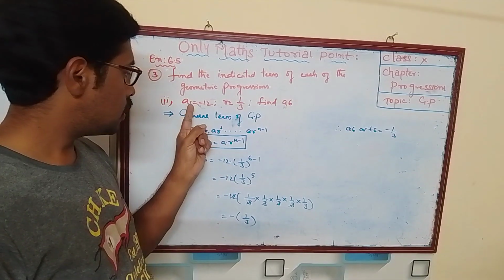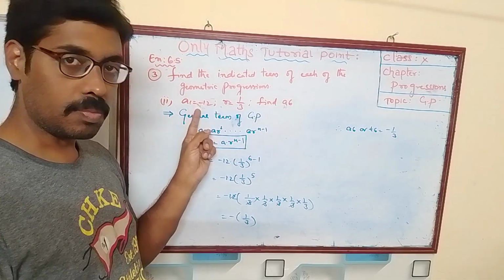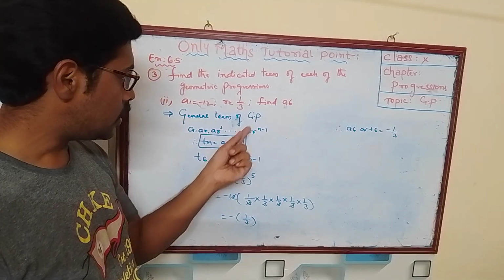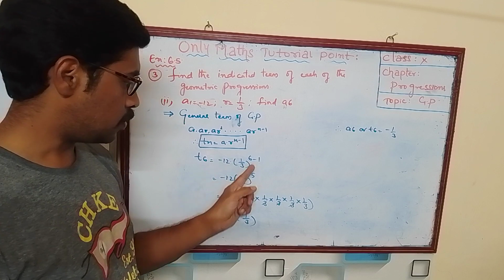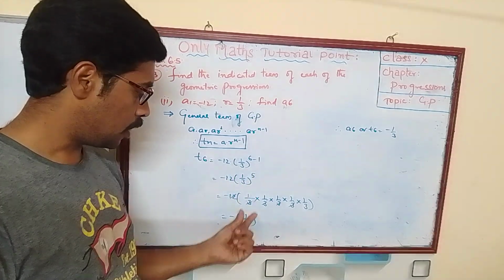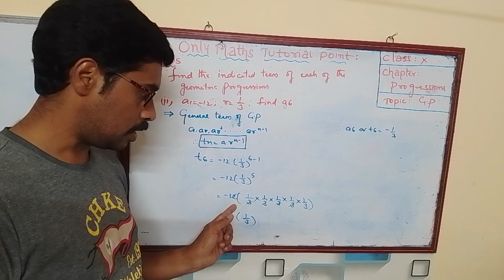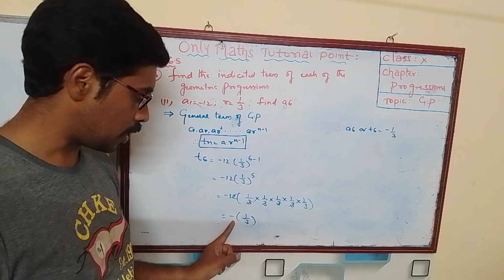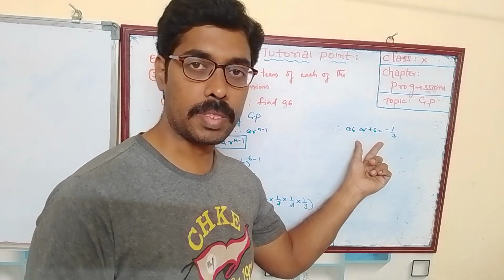So A is minus 12 or A1. A1 or T1, both are the same. So R is 1 by 3 and n minus 1, that is 6 minus 1. Simplify. So 12 and these four 3's get cancelled. So left out is 1 by 3, but here minus is there, so we get minus 1 by 3. Therefore the sixth term is minus 1 by 3 guys.